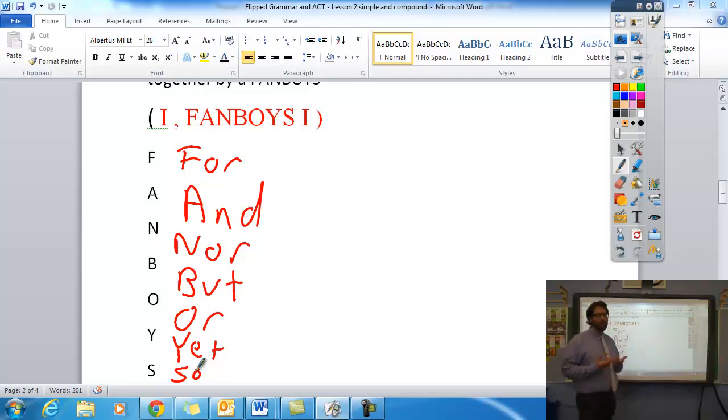Real quickly, and, but, or, so, we know how to use those already. In this situation, yet and but mean the same thing. We can use those the same way. When you use but, you can use yet, and when you use yet, you can use but. They can be used interchangeably.